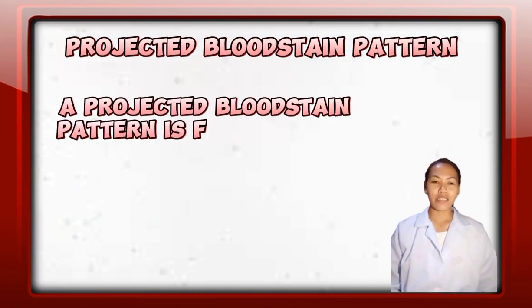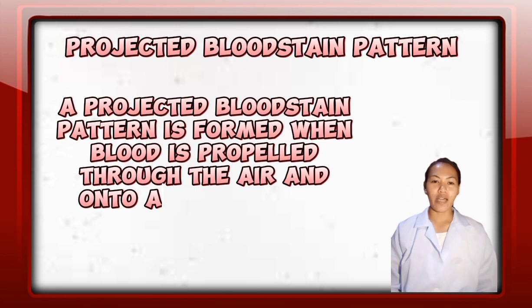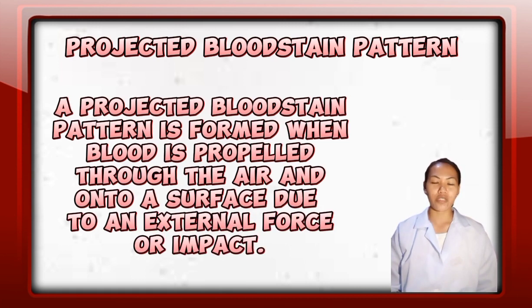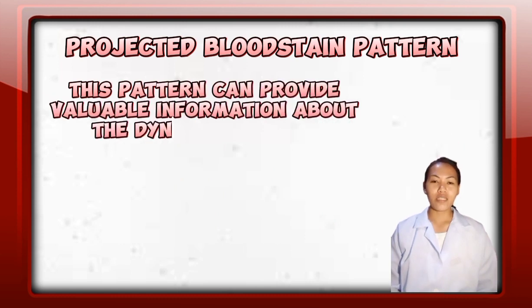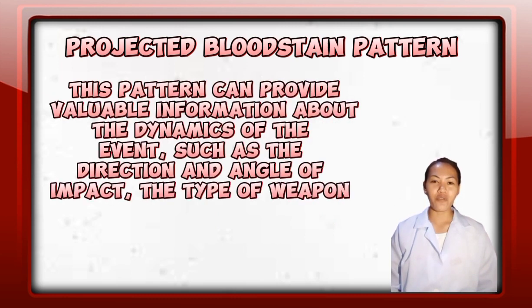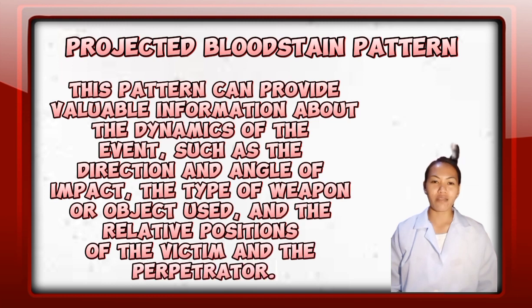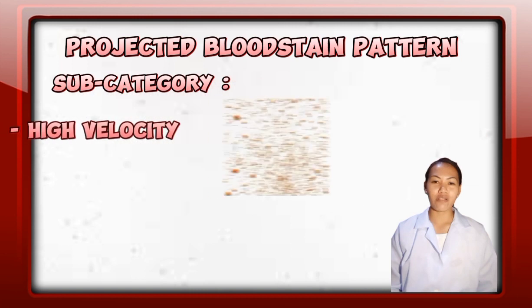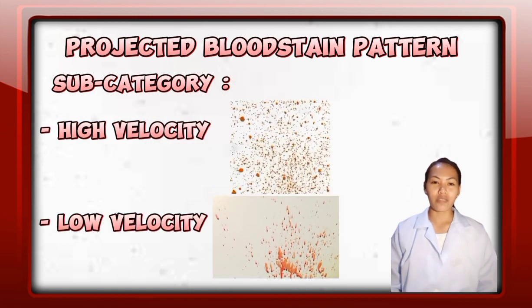A projected bloodstain pattern is formed when blood is propelled through the air and onto a surface due to an external force or impact. This pattern can provide valuable information about the dynamics of the event, such as the direction and angle of impact, the type of weapon or object used, and the relative positions of the victim and perpetrator. Projected bloodstain patterns can be further categorized into high-velocity and low-velocity patterns.